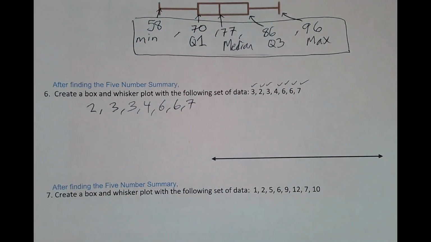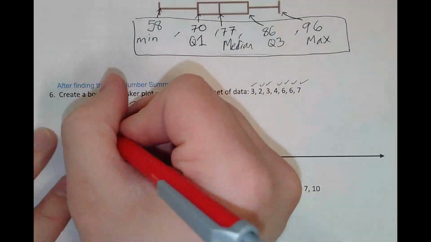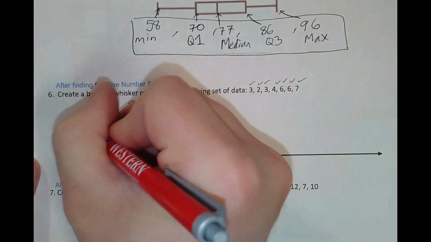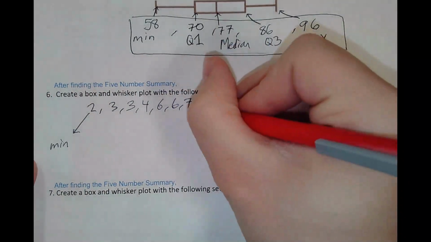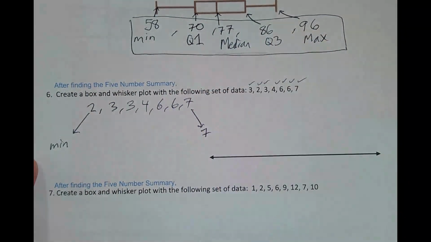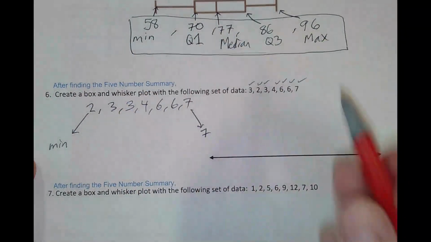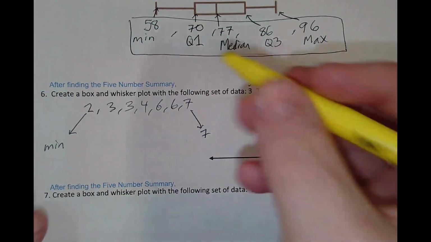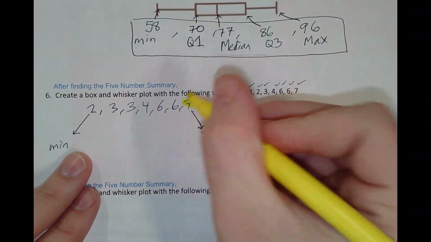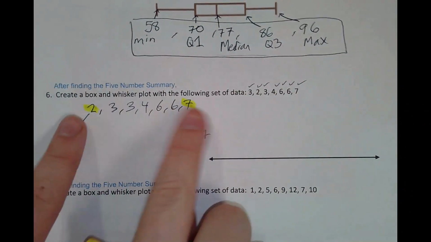So again, we just ordered them from least to greatest. Now check out how easy this part is. The minimum is going to be the lowest number. The minimum is 2. The maximum is 7. The median is the middle number. So what I like to do is grab a highlighter or a check mark on each of these. I put one on the right, one on the left. We're trying to find the middle.